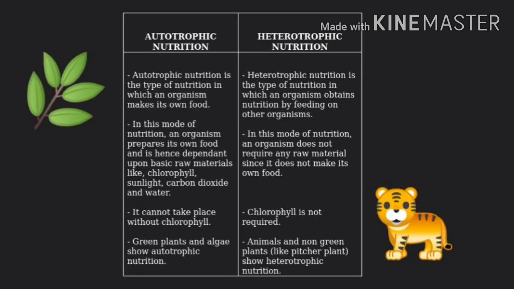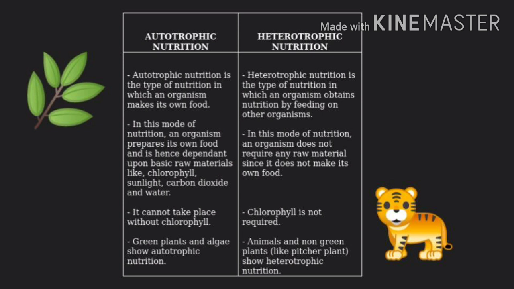Now, you will note down in your copy the differences between autotrophic nutrition and heterotrophic nutrition. Make a table and start writing. So, the first difference is autotrophic nutrition is the type of nutrition in which an organism makes its own food. You have already understood this. So, in heterotrophic nutrition, the organism obtains nutrition by feeding on other organisms.